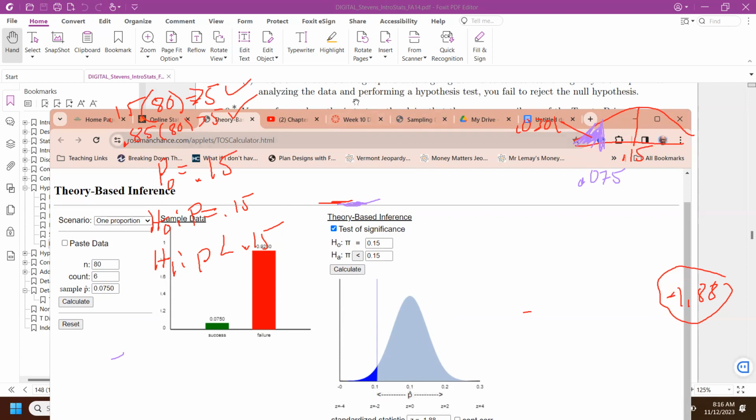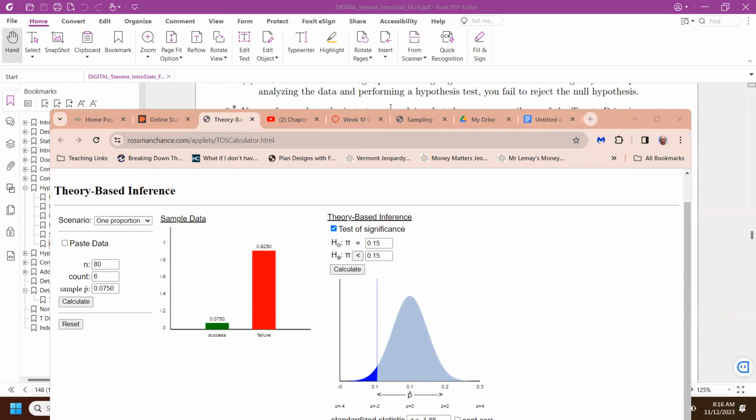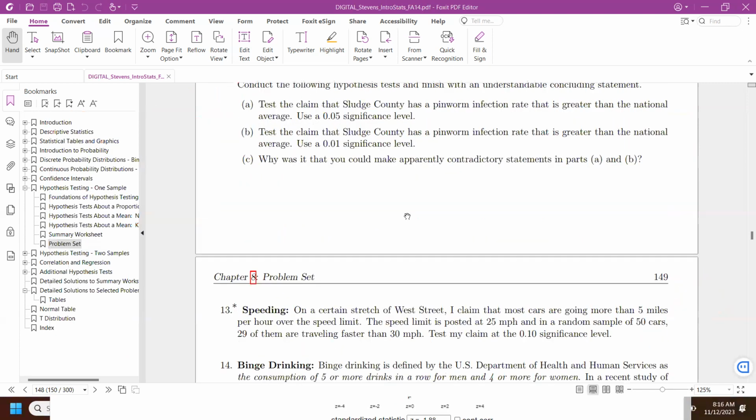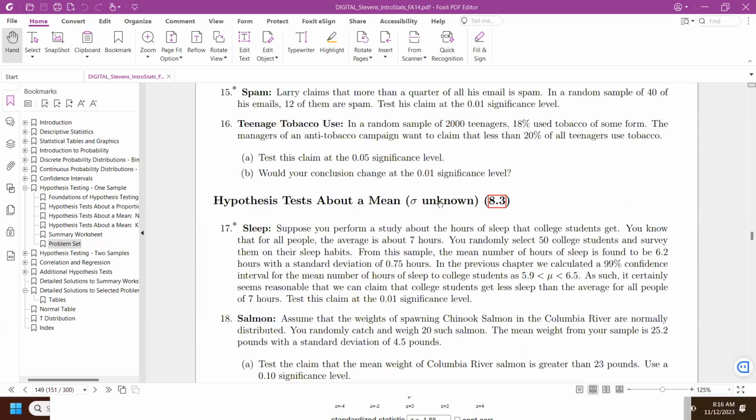Okay, so now I'm going to do one more problem, and instead of calculating it by hand, I'm going to go right to the applet because it's going to require t-scores. Okay, so let me clear all my writing. Let's see here. And then I'm going to come back here, and then go to the section where we don't know the population standard deviation.